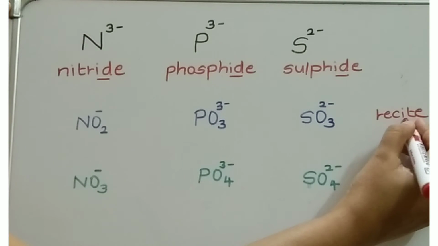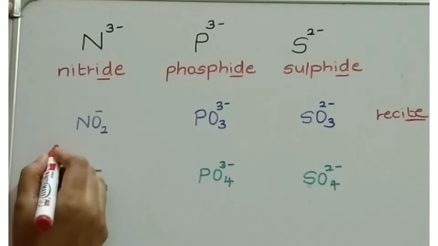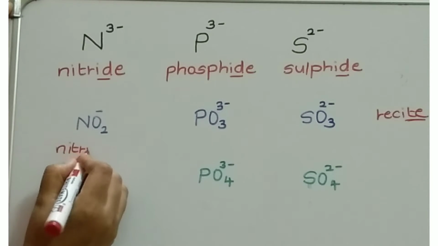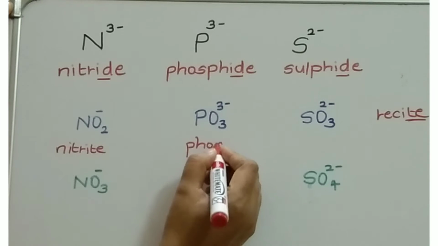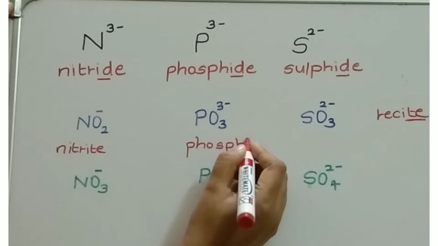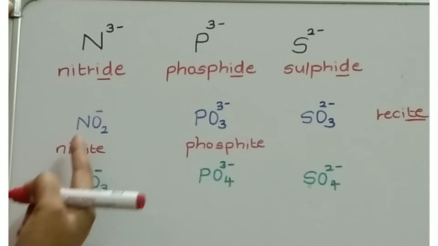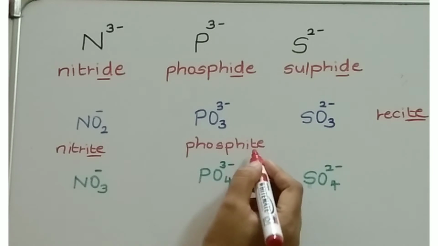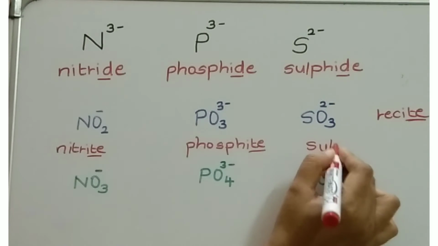So the name will end with ite. So how will I write this? Nitrite. Correct. This will be phosphite. The smaller number is easy to recite. So this will be nitrite. See the end? Ite, ite, ite. SO3 2 minus, that will be sulfite.